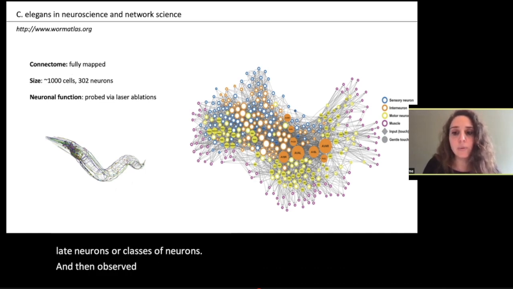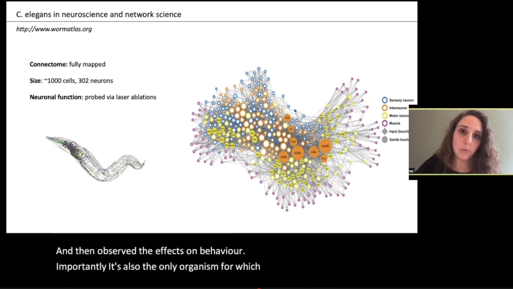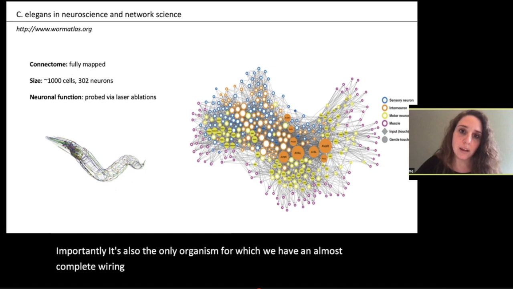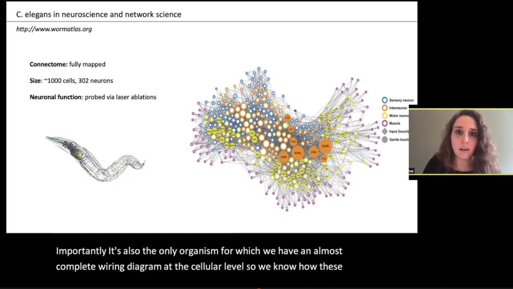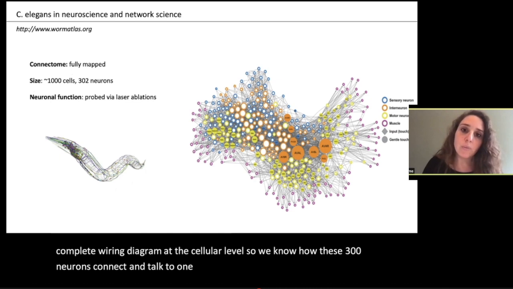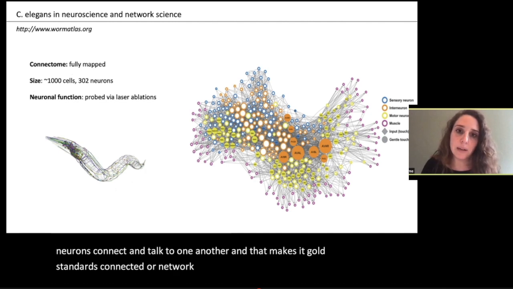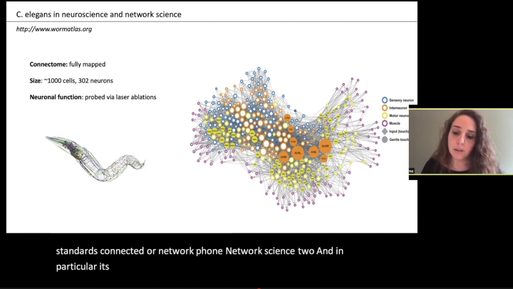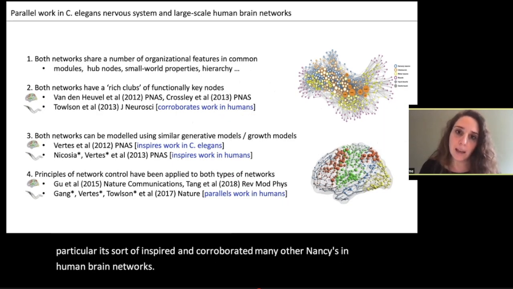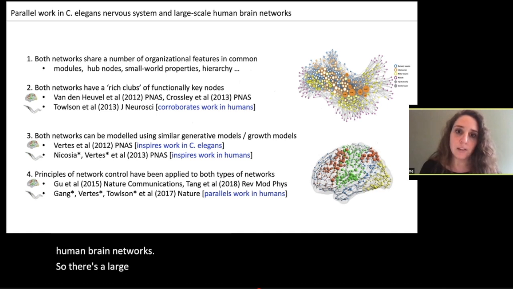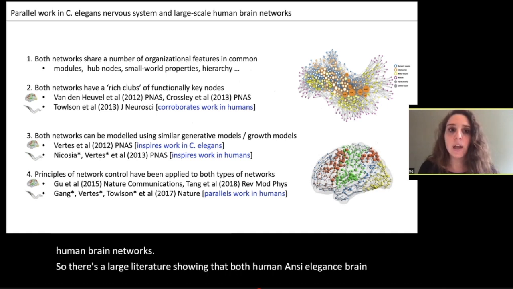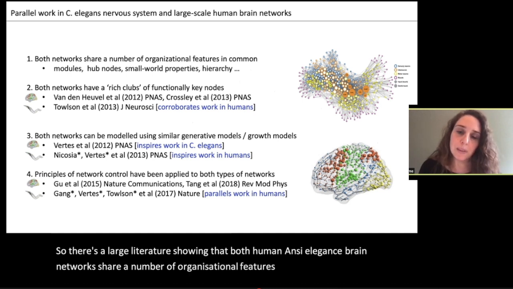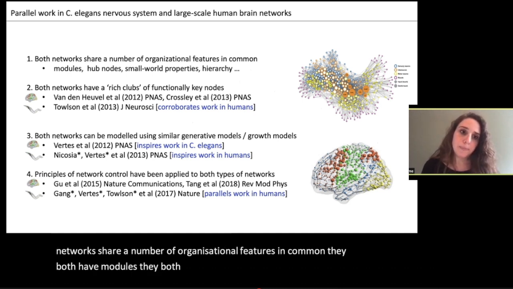Importantly, it's also the only organism for which we have an almost complete wiring diagram at the cellular level. So we know how these 300 neurons connect and talk to one another. And that makes it a gold standard connectome or network for network science too. And in particular, it's inspired and corroborated many other analyses in human brain networks. So there's a large literature showing that both human and C. elegans brain networks share a number of organizational features in common. They both have modules, they both have hub nodes, small world property, hierarchy, and so on.